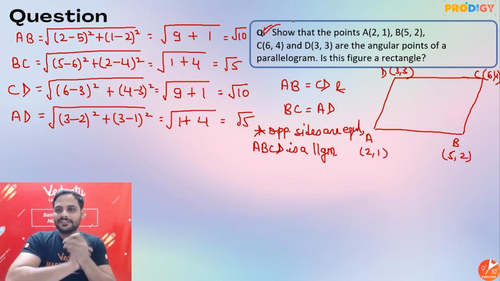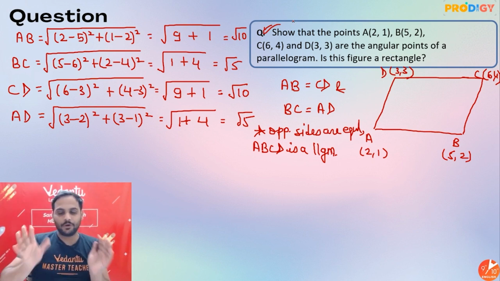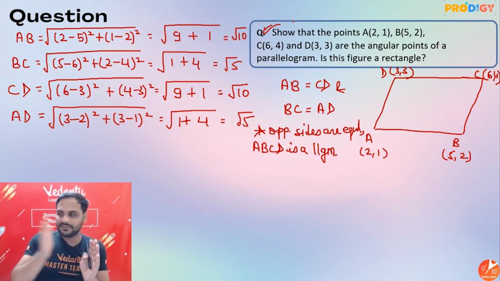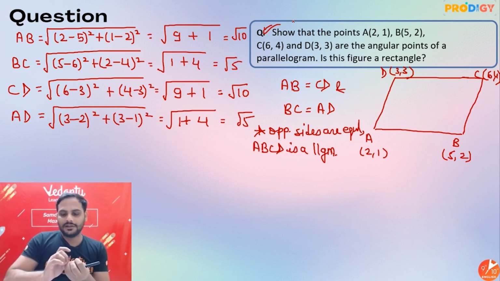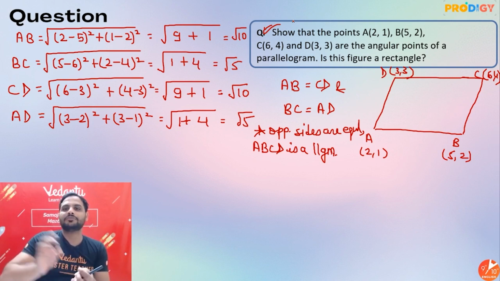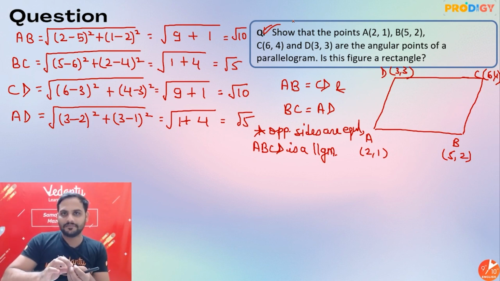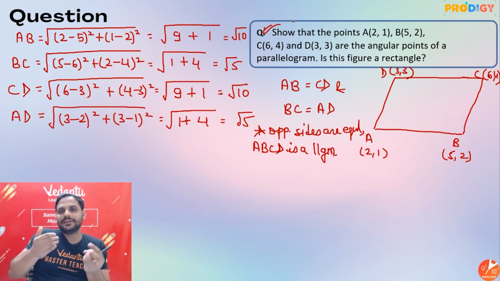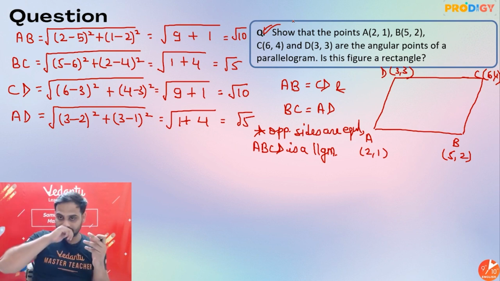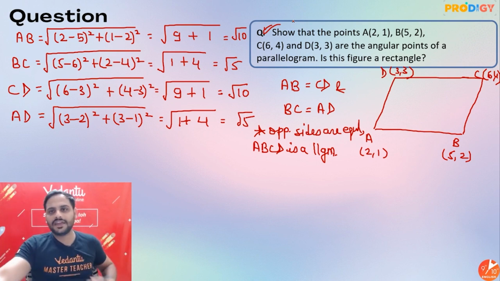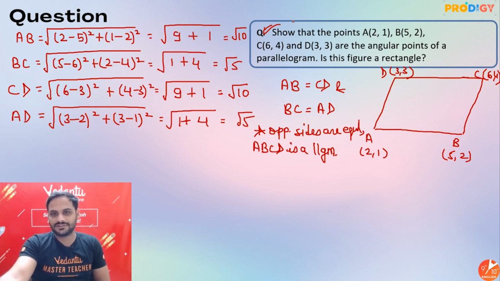अब देखो next, is this figure a rectangle? How do I know whether a given parallelogram is a rectangle or not? How do I go from parallelogram to rectangle? Now many students will think, sir, prove that the angles are 90 degree between them. Yes, prove that the angles are 90 degree between them. But we have not learned till now how to find out the angle between two lines in coordinate geometry. है ना? So that is not going to work.